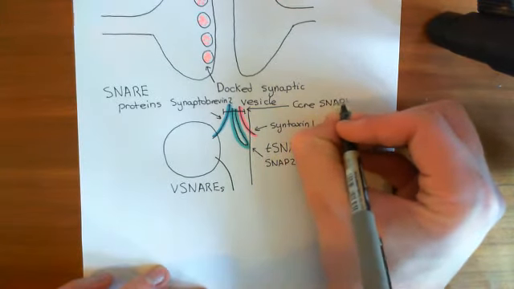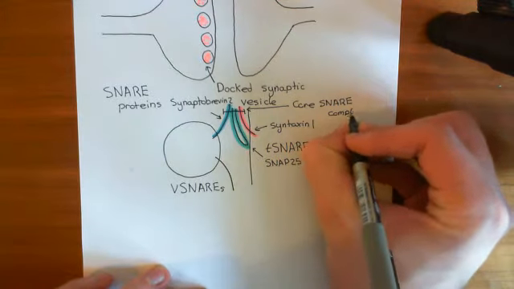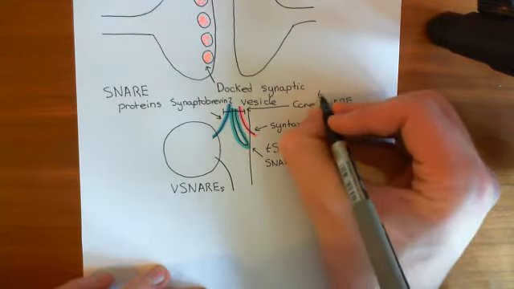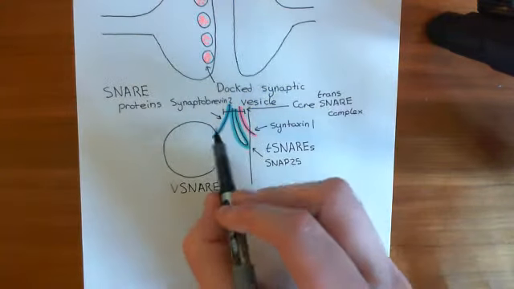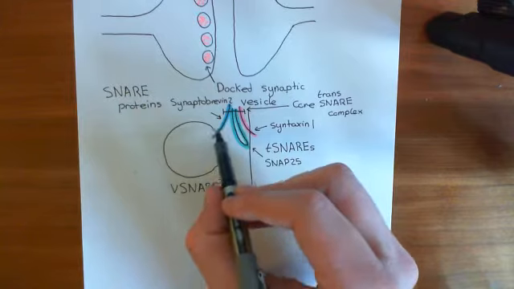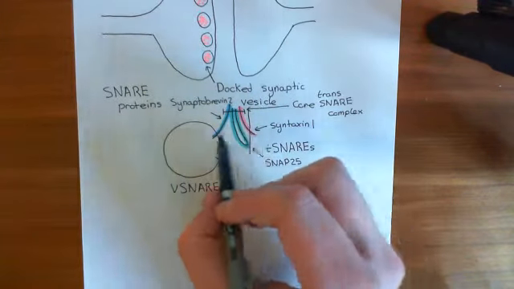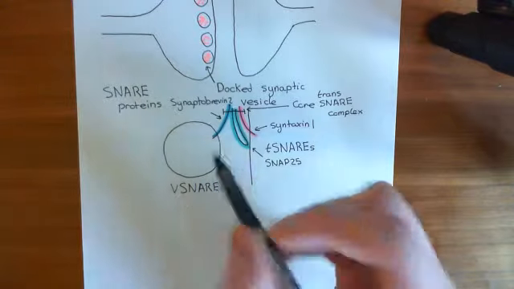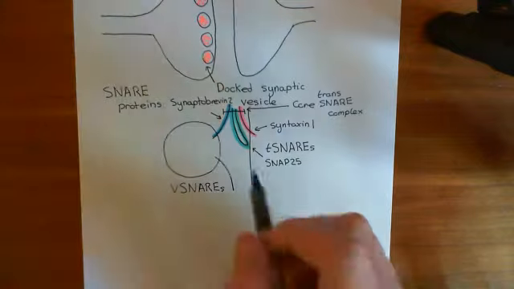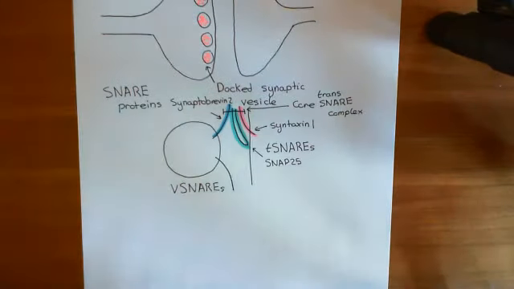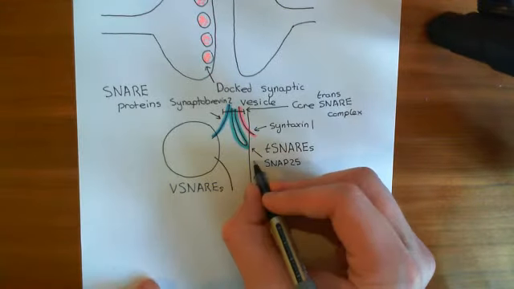Specifically, it's known as a trans-core snare complex. The reason it's called a trans-core snare complex is that trans means on the other side or across from, and it's called a trans snare complex because you've got snare proteins contributing to this trans-core snare complex from 2 opposing membranes, basically. Okay, so that's why this is called a trans-core snare complex, because you've got snare proteins in opposing membranes.